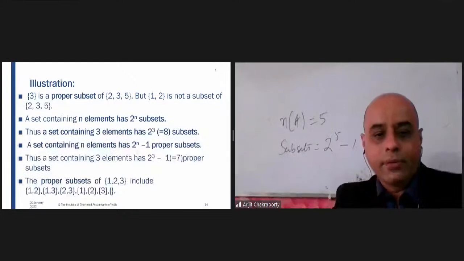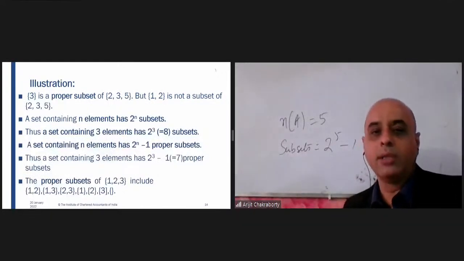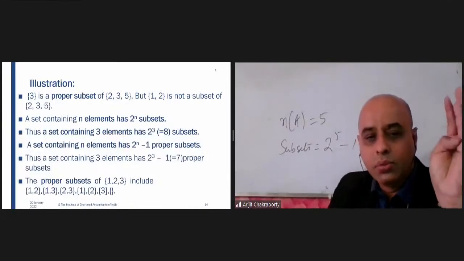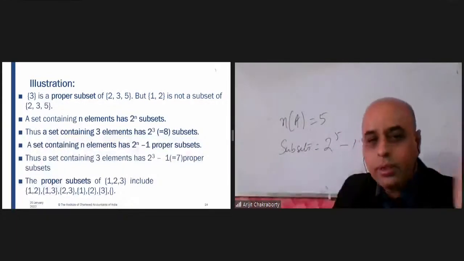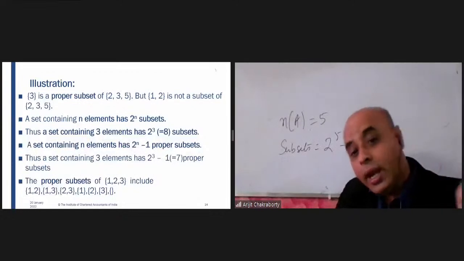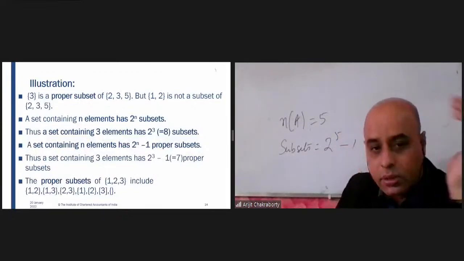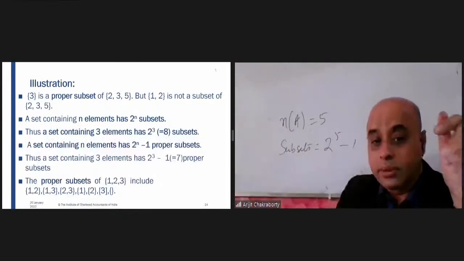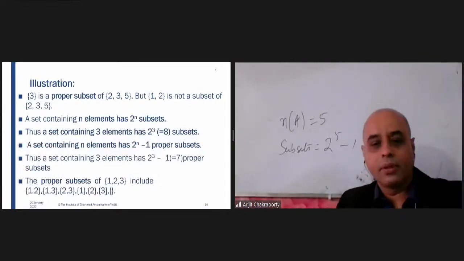I've given an example here, proper subsets of {1, 2, 3}. What are the proper subsets? You will have {1, 2}, {1, 3}, {2, 3}, {1, 2, 3}, and the null set. Please note the null set is included. So you have 1, 2, 3, 4, 5, 6, 7, and 8. These are the proper subsets, so we have 7.